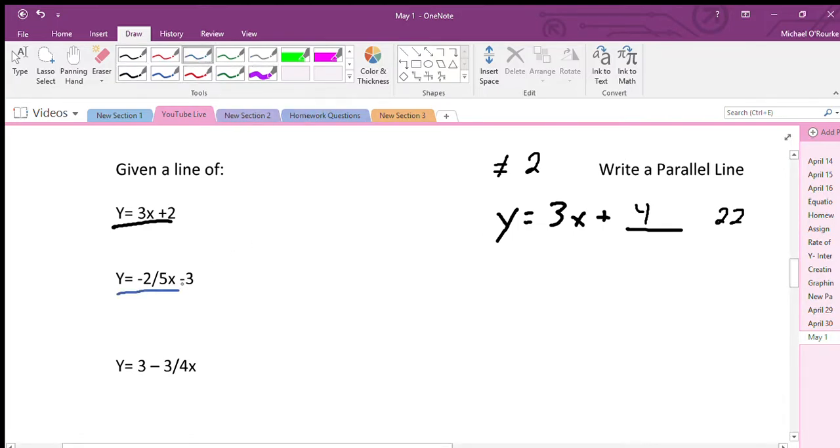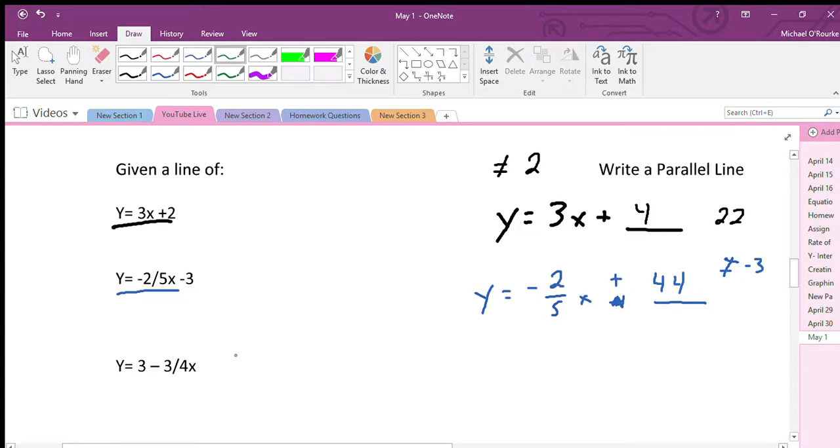For this one, we need the same slope or rate of change, so negative 2 over 5 x, and it can be plus or minus any number. The one number it cannot equal is negative 3. So I'm going to put, let's go plus, and my favorite number is 44.